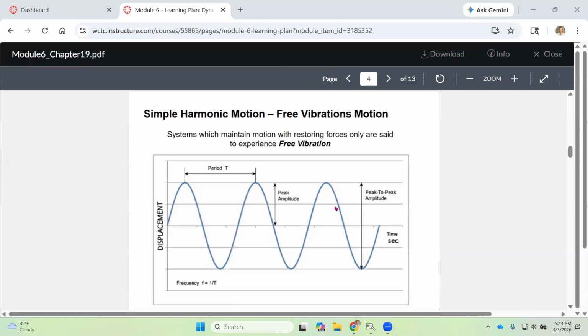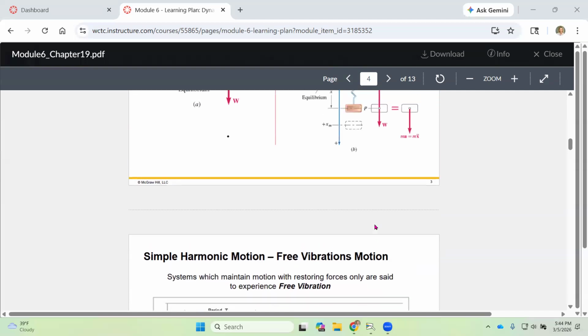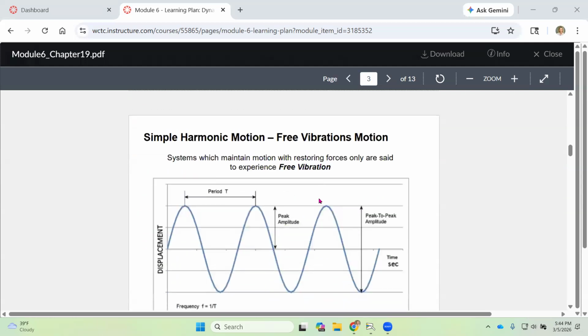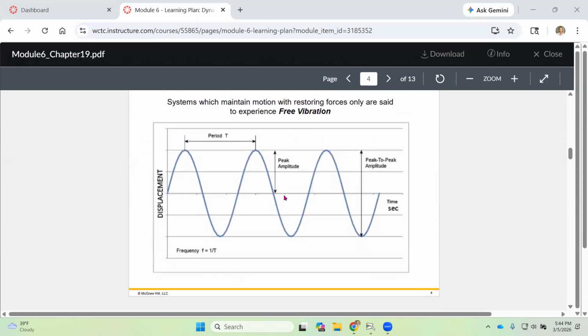Now, as we look at this, you're going to notice a couple things. Number one, this line in the middle here, if we are not vibrating, or if we look back here, our spring is not bouncing up and down like it was on the right-hand side here. If it's sitting right at equilibrium, that is the middle line right here.